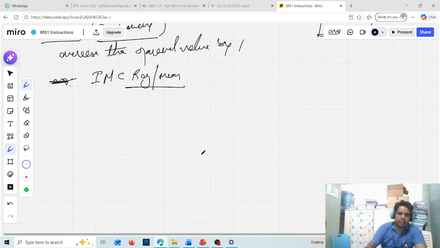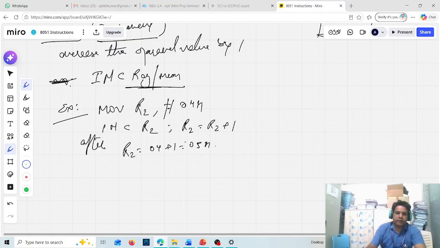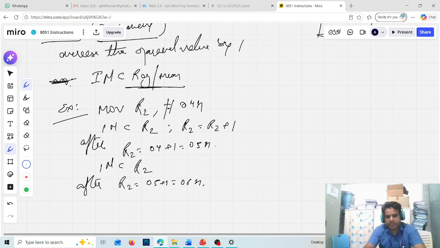Let's say suppose that I have written this instruction, MOV R2, #04H, and if you write here INC, as per this syntax I can write R2. So the meaning of this one is R2 equals R2 plus 1. After executing this instruction, R2 will become 04 plus 1, that is 05H. This is the updated value. Suppose that you have written another INC R2. Again after executing this instruction, the R2 value will become 05 plus 1, 06H. This is how the INC and DEC instructions are used to increase or decrease the value of an operand by 1.